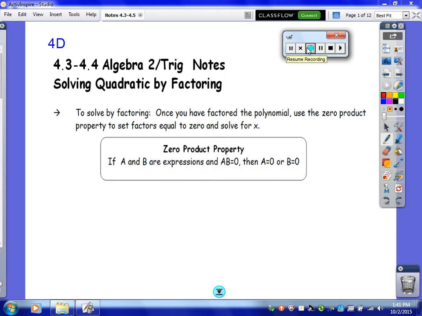Alright, this is 4D notes. We're going to be solving quadratic equations by factoring. So to remember, to solve by factoring, once you have factored the polynomial, use the zero product property to set factors equal to 0 and solve for x. Because if we know that two factors multiplied together equal 0, then one of them has to be equal to 0. So let's put this into application.